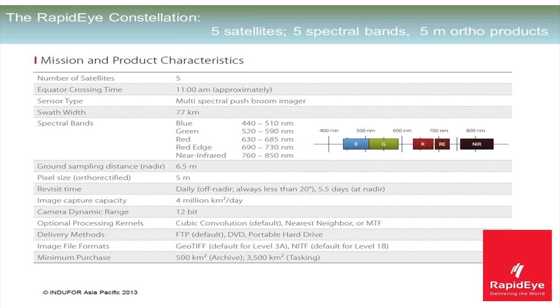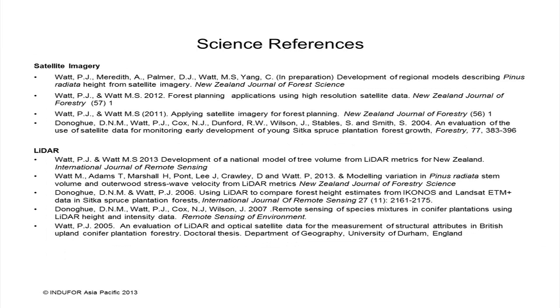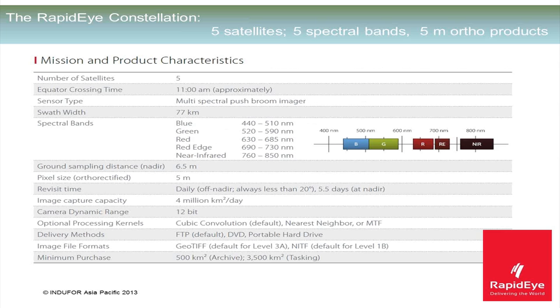It's certainly best remembered, I guess, by its big 5 attributes. RapidEye is a unique geospatial company that has 5 identical RapidEye satellites. Each of these satellites has a sensor on board which records 5 multispectral bands, and the most popular product is the 5-metre ortho imagery that's available in GeoTIFF format and supplied very quickly using FTP.